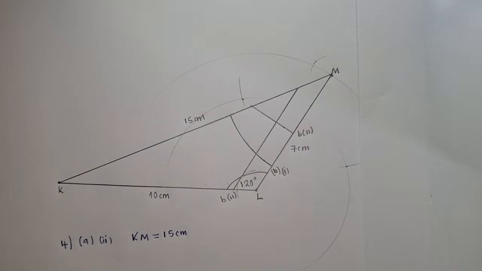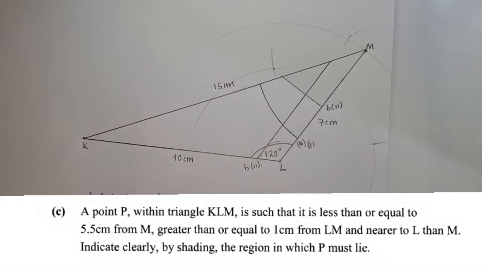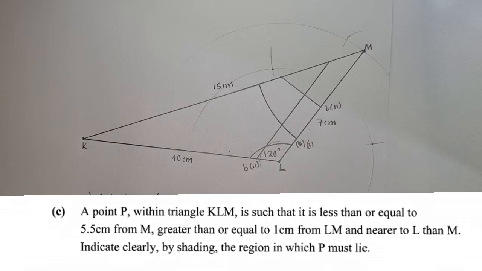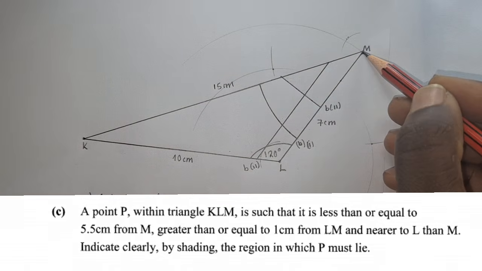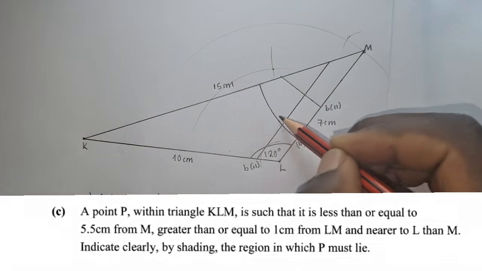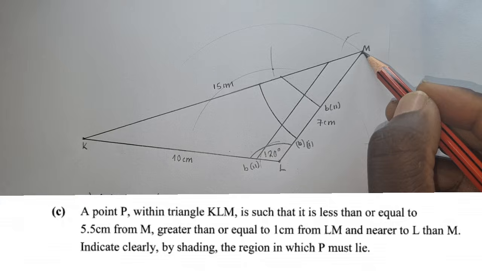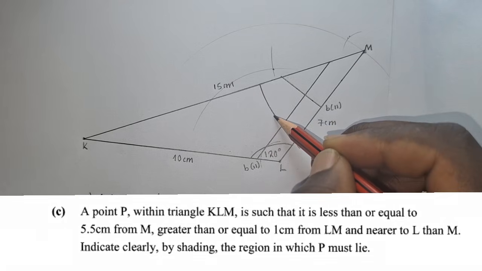Okay? So we go to the last question. For the last question, they are saying a point, and that is question C. A point P within triangle KLM is such that it is less than or equal to 5.5 centimeters from M. So we know that 5.5 from M, it's this line. You can see this line. It's 5.5 from M to this line.